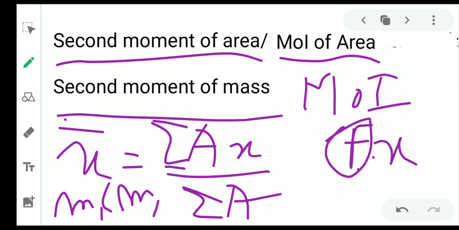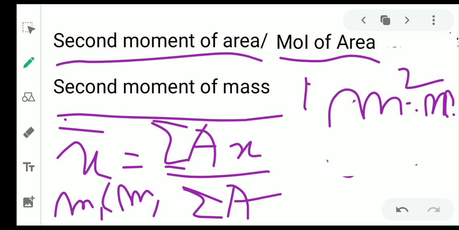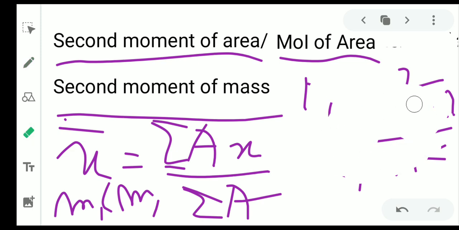See, the unit of area is what? If you take it as meter, then it is meter square. Then x means the distance. When it is multiplied by distance, it becomes meter square into m. Then divided by the summation of area only, so this is meter square. So meter square cancels out. It only remains meter. So the unit of centroid is basically only meter or centimeter or millimeter.